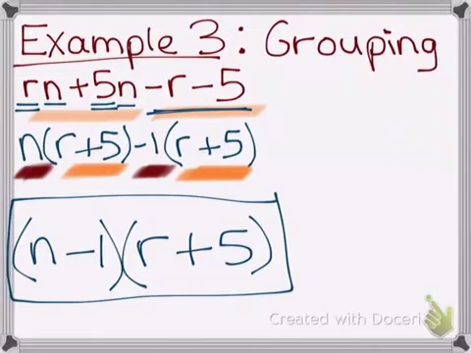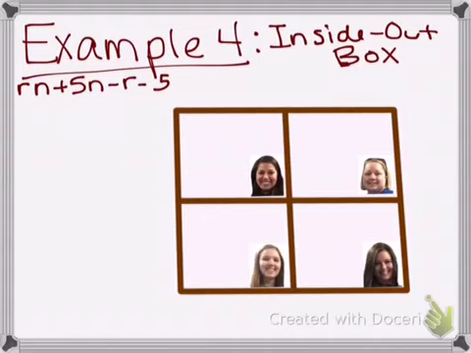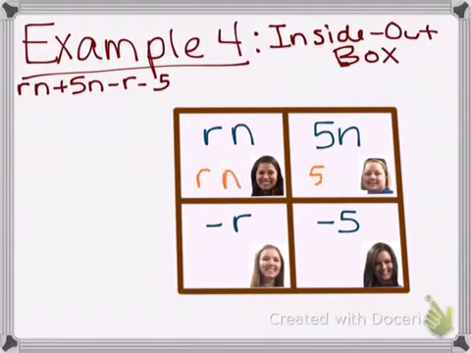Let's try it now with the inside-out box method. So we would put our terms on the inside of the box. That's why it's the inside out. You start inside and you factor out. And then you just have to think to yourself, sometimes you don't have to write out the factors on the inside like this. You don't have to write r times n or 5 times n, but sometimes it's helpful when the numbers are big, okay? Negative 1 times r, negative 1 times 5.